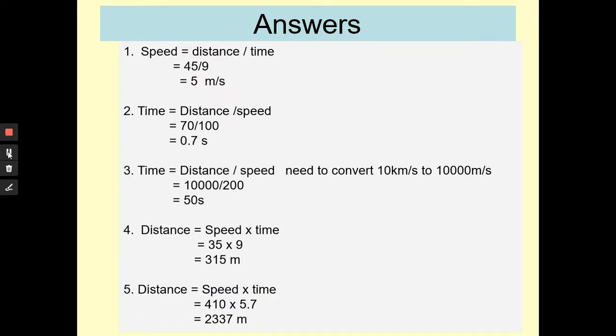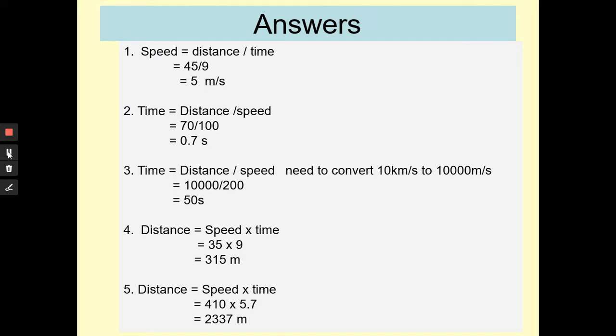Now, question 5, the distance, speed times time. Again, you just had to put the information out of the question there. Speed at 410, times at 5.7, and you ended up with 2,337 meters. Again, unit critical.